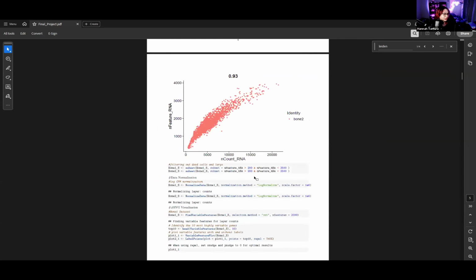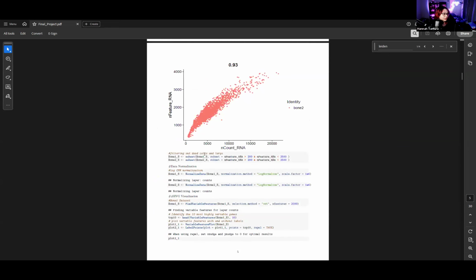But this is after filtering. And then here is where I subsetted the stuff. This is subsetting for cells that have too low counts and cells that have too high counts, because the cells that have too low could be dead cells and cells that have too high could be doublets. So that's filtered out. I didn't do the mitochondrial ones simply for the fact that we were given Ensembl genes.